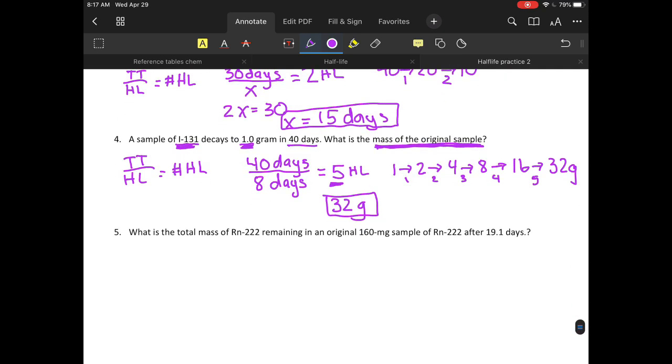And 1 more. What is the total mass of radon-222 remaining in an original 160 milligram sample of radon-222 after 19.1 days? Okay. Total time over half-life equals number of half-lives. Okay, total time, 19.1 days. What's the half-life of radon-222 according to table N? It's about 3.8 days. And if I divide that, that means that 5 half-lives have passed.